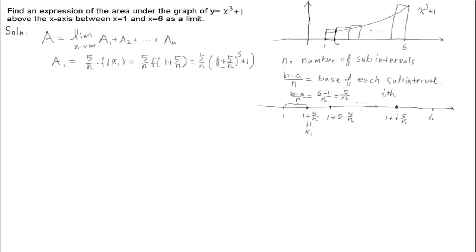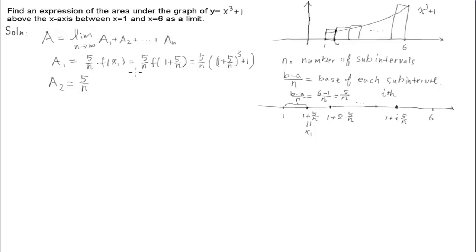So we can see this is the value of the function. That means this height over here. Now we look at the second one, A2, the second area. The base is the same because we have divided this interval into n subintervals of equal length.